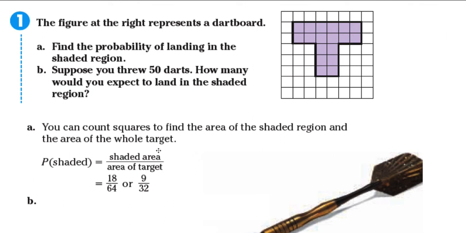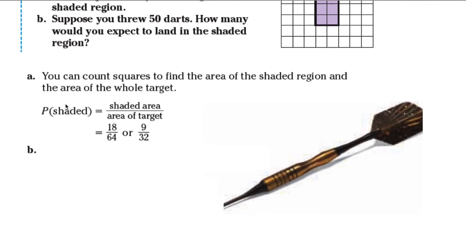Now take a look at this formula for probability with geometric shapes, because this is a general formula that we will use. The probability of landing in the shaded region is equal to the shaded area over the area of the target. Let's answer letter B. Suppose you threw 50 darts, how many would you expect to land in the shaded region?